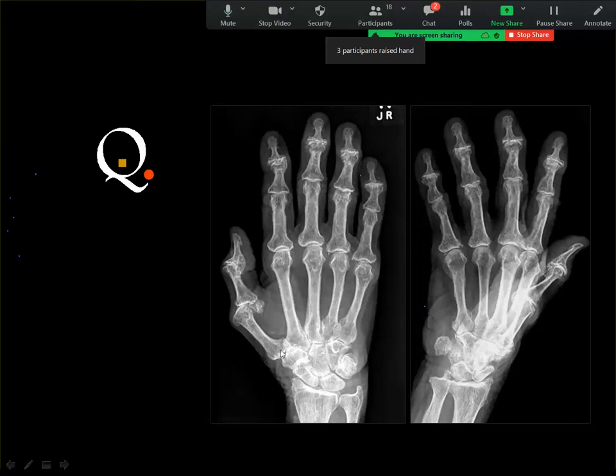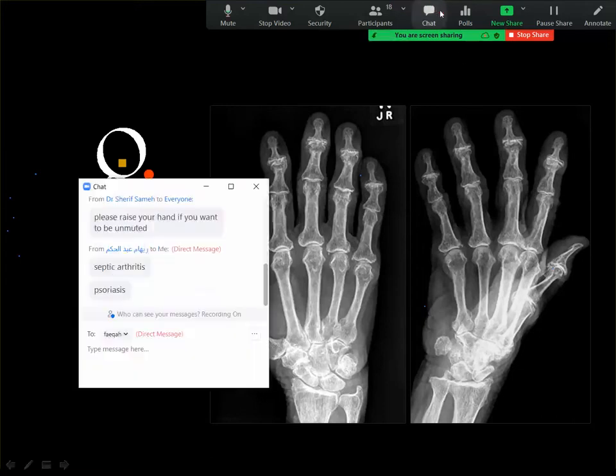Please answer quickly so that we can give you the time. Do you want to allow them all to unmute themselves, in the settings?